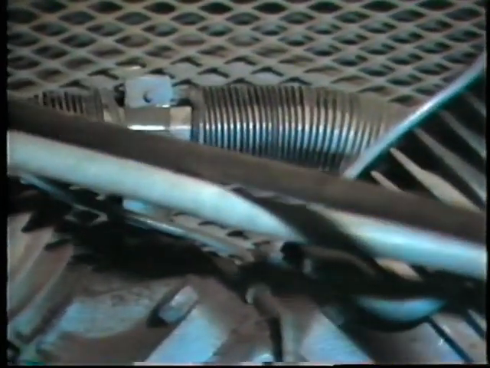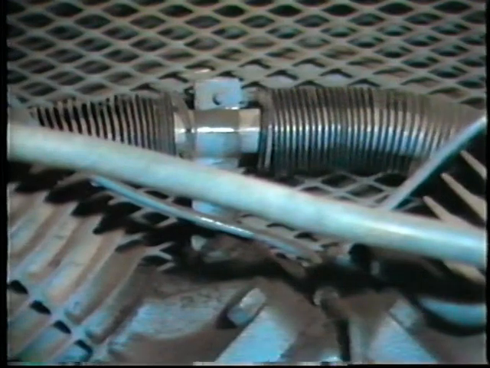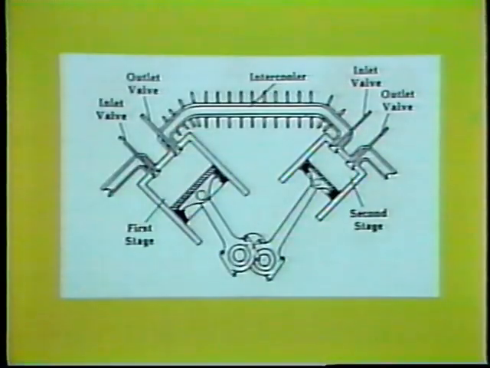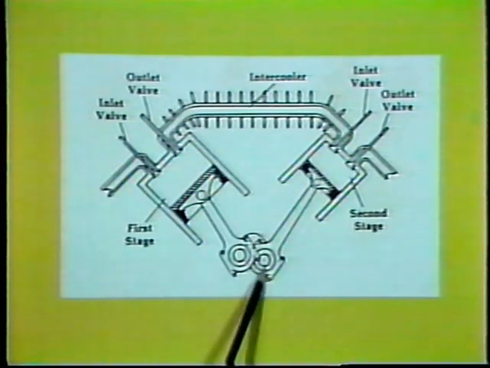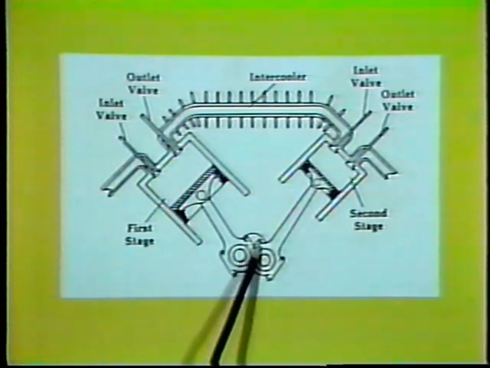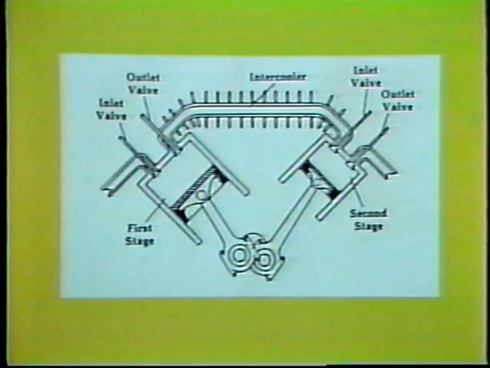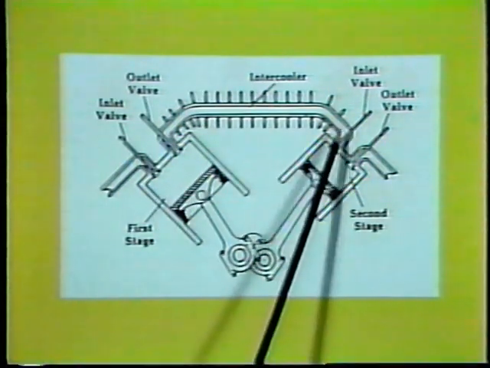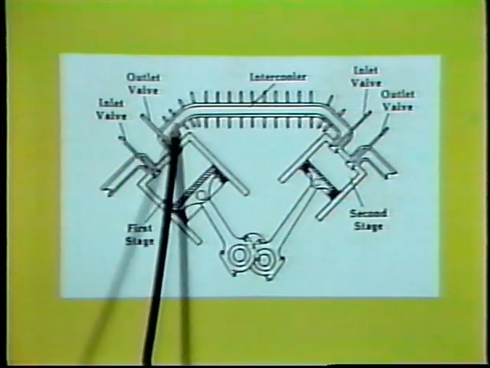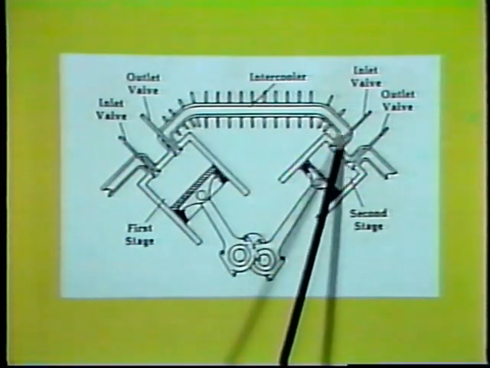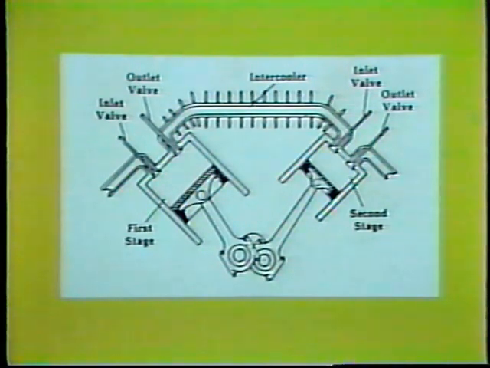This larger cylinder performs the first stage of compression, and the smaller piston compresses air in the second stage. This unit is called the intercooler, and we'll explain its function in a minute. The pistons for both stages are connected to the same crankshaft, here. And both compressors, or stages, have their own inlet and outlet valves here and here. The intercooler connects the outlet of the first stage to the input of the second stage. Its purpose is to cool the air as it flows from the first to second stage.